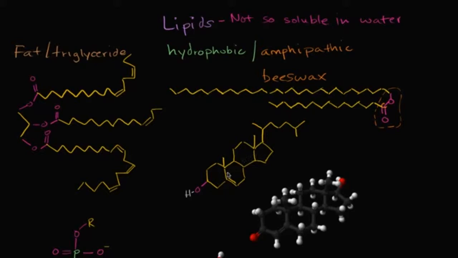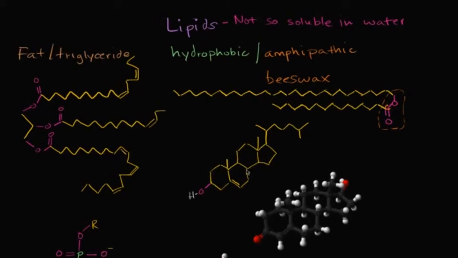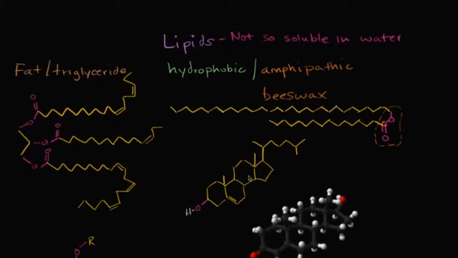Now, what's this thing over here? I have one 6-carbon ring, another 6-carbon ring, another 6-carbon ring, and then I have a 5-carbon ring. This is the telltale sign. And let me circle these 4 rings right over here. These rings are the telltale signs that we are looking at a steroid.